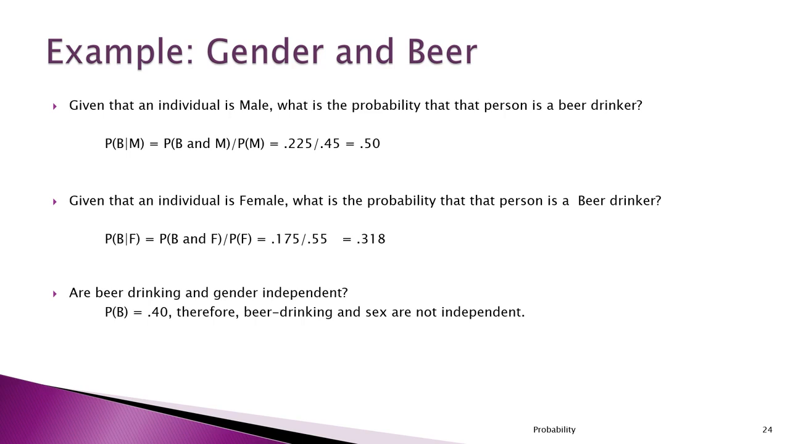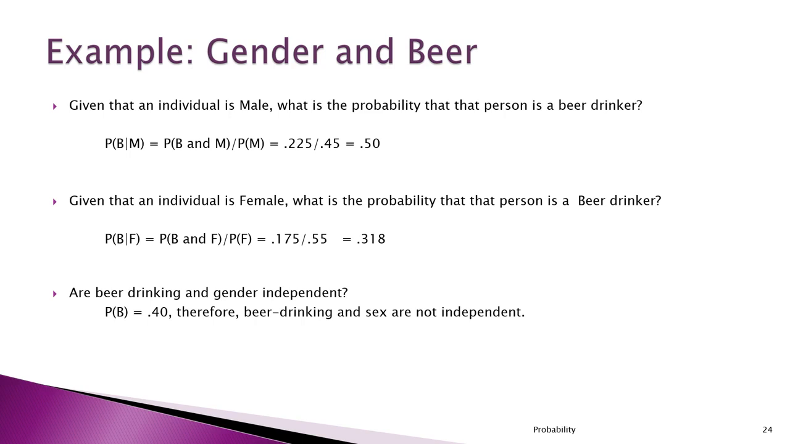What about given that you're a female? What's the probability you're a beer drinker? Well, that's the probability of B given F. That's the probability of B and F over the probability of F. Again, we take the joint over the marginal. So in this case, B given F is 0.175, that's beer and female, over the probability of being female in this town, which is 0.55, and that works out to 0.318.